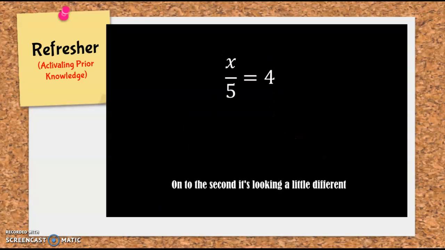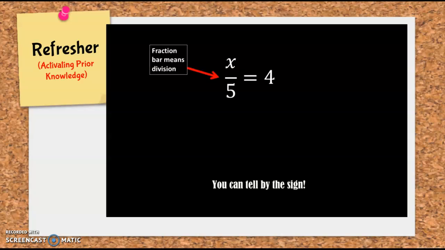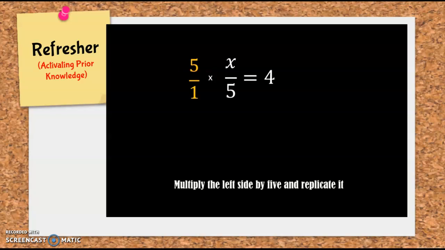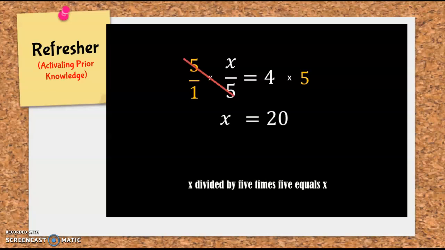On to the second, it's looking a little different. X divided by 5 equals 4, let's make a decision. What is the operation in this equation? No addition, subtraction, or multiplication. Only one left, that is division. You could tell by the sign. So we gotta figure the opposite of division. Let's use our minds. It's multiplication. Multiply the left side by 5 and replicate it. X divided by 5 times 5 equals x, and 4 times 5 equals 20.